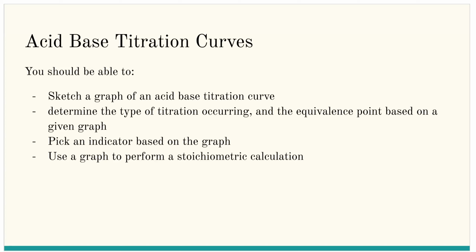You need to be able to pick an indicator based on the graph. So when we find the equivalence point, we will then choose an indicator that will change color right around that equivalence point. So then we would know when to stop our titration if we weren't doing a titration curve. Finally, you should be able to use a graph to get the information you need to perform a stoichiometric calculation.